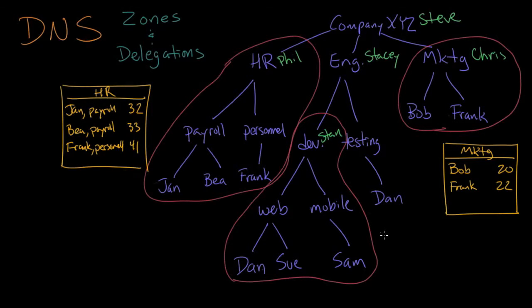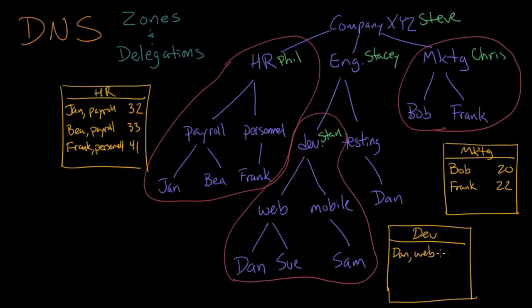And then Stan does a similar thing. So he makes his list. Let's see, this is the development phone list. And here's Dan, who works in web. Maybe he is at extension 53. And then there's Sue, who works in web development. Maybe she's at 57. And then Sam in the mobile area is maybe at 58.